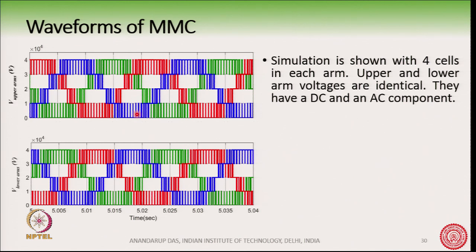Of course, when you increase this number 4 to a very high value like 100, this waveform will become close to a sine wave. This blue waveform or the red waveform or the green waveform will become very close to a sine wave with very small steps in between. With 4 cells we can clearly see the 5 steps in the waveform.